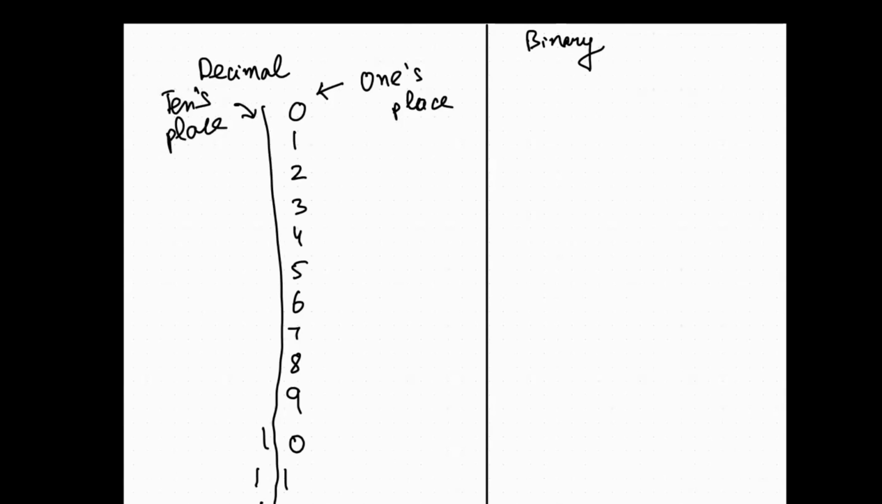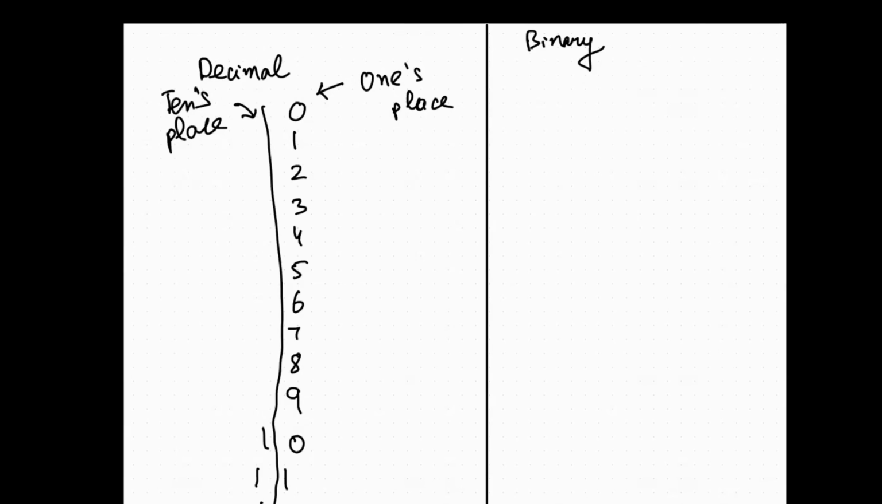It's nothing new. This is what I also mentioned, that we can use an abacus. So let's say we have to represent the number 13. How do we think we can write the number 13 using tens place and ones place? 13 is 1 into 10 plus 3 into 1.